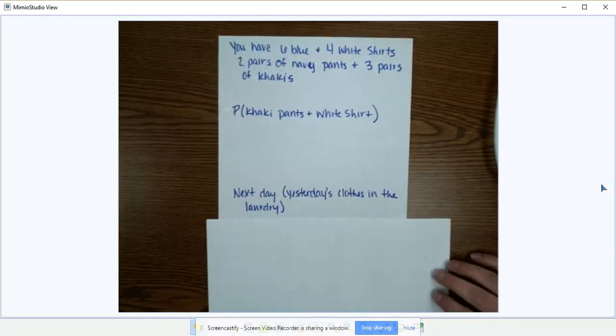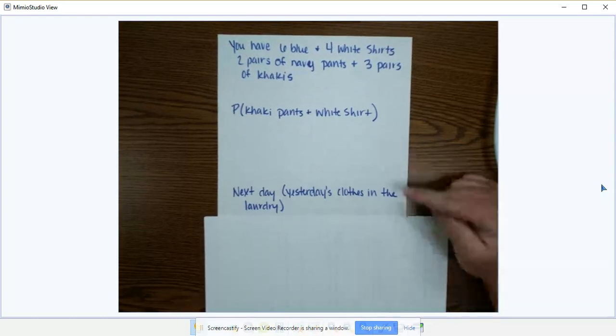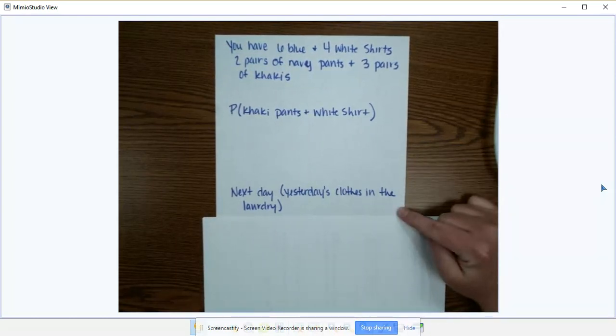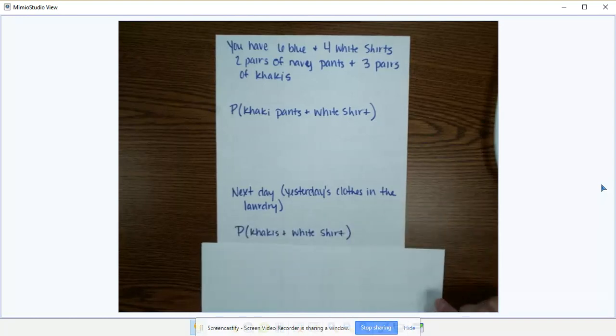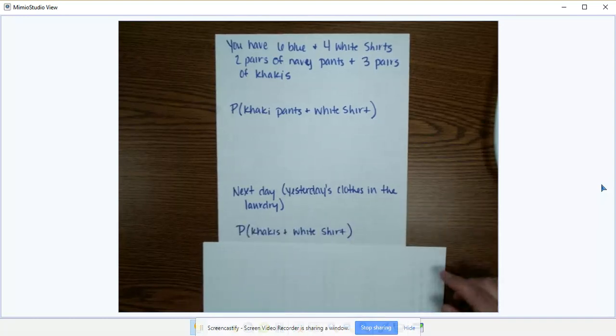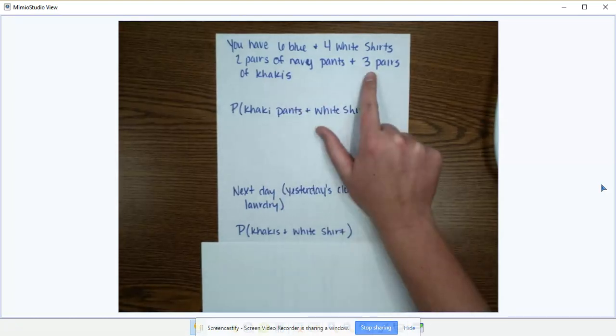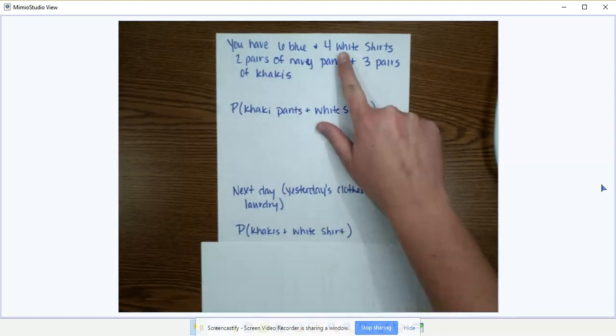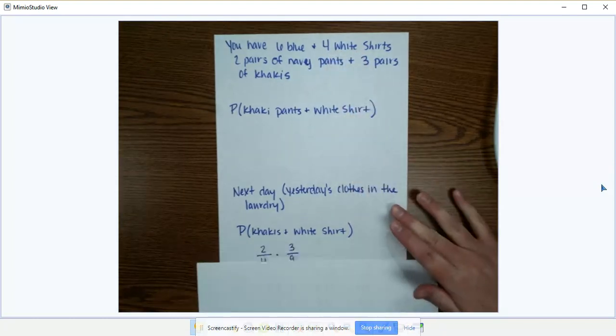We're going to do one more example based off of this information. Say we wore this outfit on Monday. Now it's Tuesday. We threw Monday's clothes in the laundry. And now we need to know what's the probability that I choose khaki pants and a white shirt again. Well, now instead of 3 pairs of khakis, I only have 2. And out of my 4 shirts, I only have 3 in my closet.